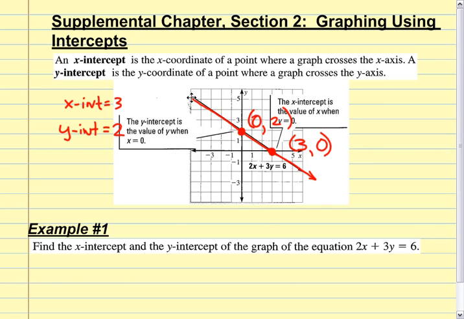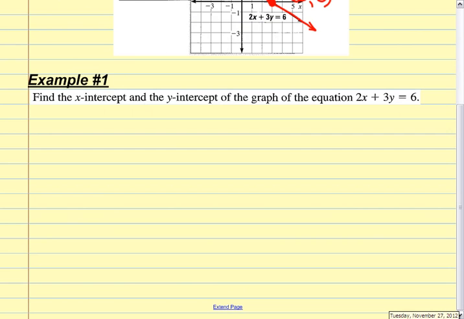Okay? So when they give me an equation, I plug in 0 for x, it spits out the y-intercept. I plug in 0 for y, it spits out the x-intercept. I draw dots on those 2 intercepts and draw a line straight through it. Okay? Now, watch. Let's go down here to this first example. It says find the x-intercept and the y-intercept of the graph of this equation.